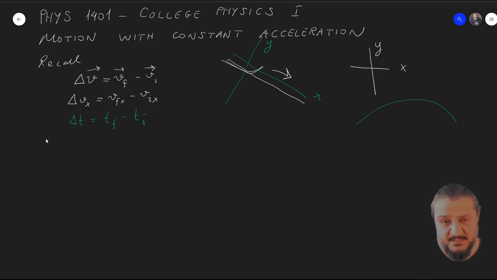So sometimes, let's say, we just take ti to be 0, then there's no need to call it tf.